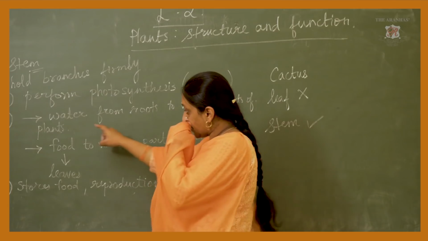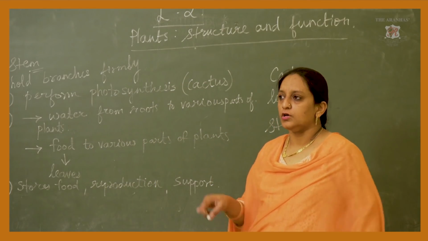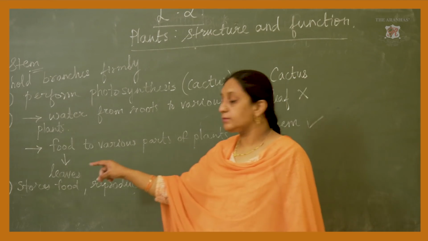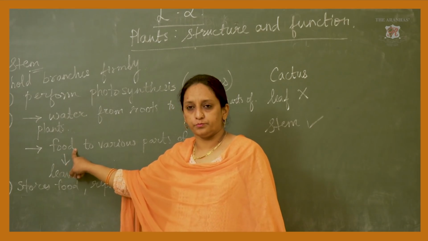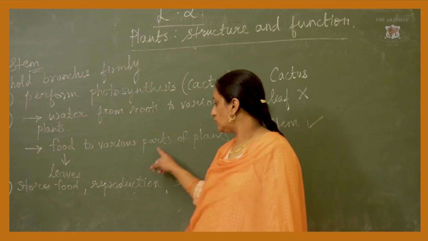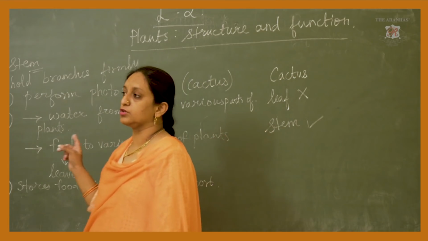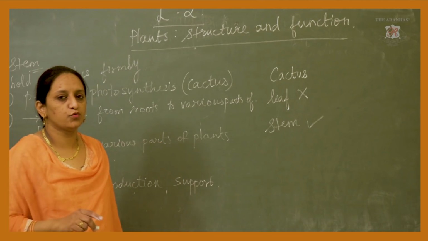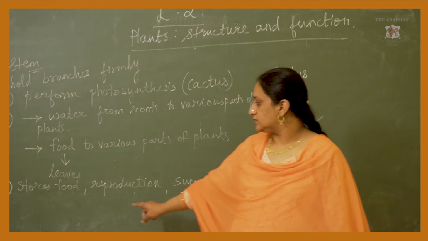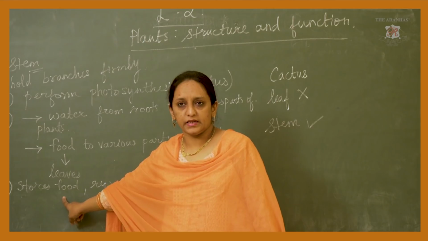Who does this? Stem. Stem transports water from the roots, that is from the soil, to various parts of the plant. Then next, stem also transports food prepared by leaves to various parts of the plant. This function stem performs. So it is also an important function to transport water and to transport food to different parts of the plant. And additional functions, it stores food, the food prepared by leaves.